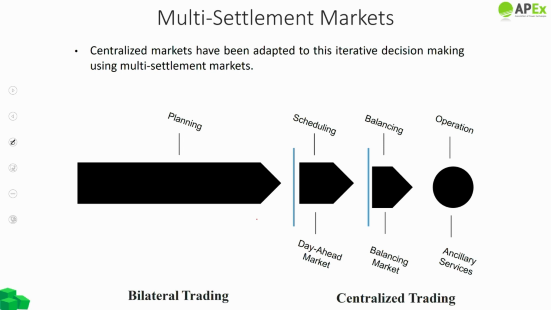The timeline is organized into four key phases, that is planning, scheduling, balancing and operations. The planning stage. The planning phase initiates well in advance, often many years before actual generation. It involves extensive planning processes to determine which generators will be available for operation. It includes optimization of maintenance schedules and solicitation of additional capacity.